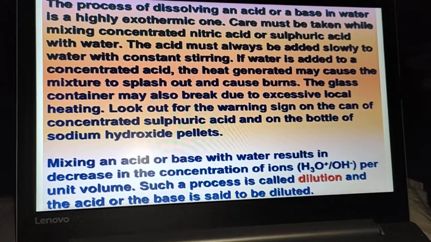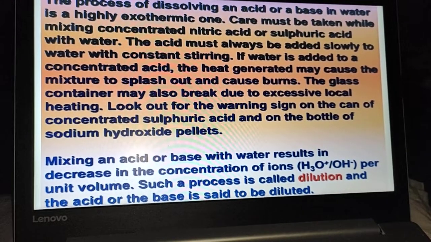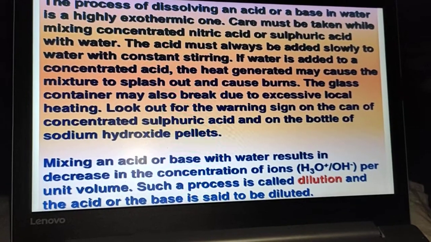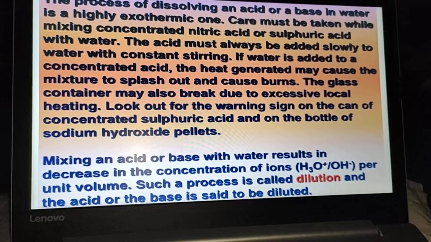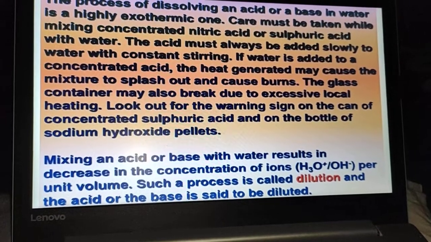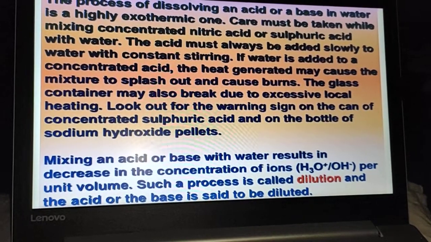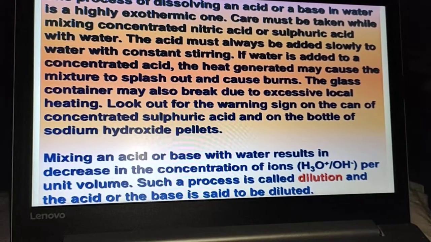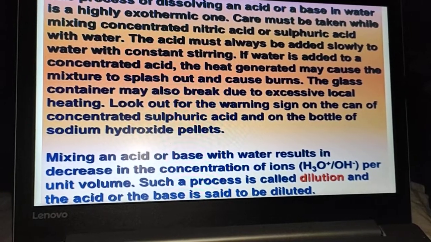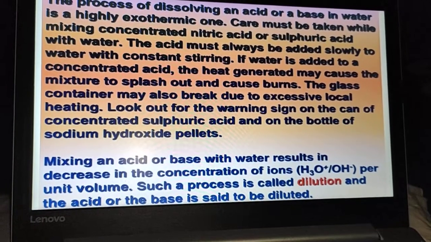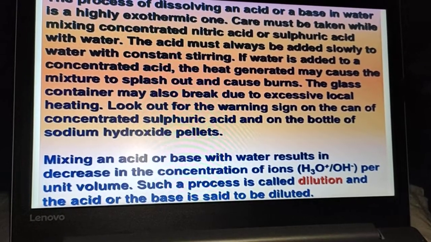Care must be taken while mixing concentrated nitric acid or sulfuric acid with water. The acid must always be added slowly to the water with constant stirring. If water is added to the concentrated acid, the heat generated may cause the mixture to splash out and cause burns. The glass container may also break due to excessive local heating.